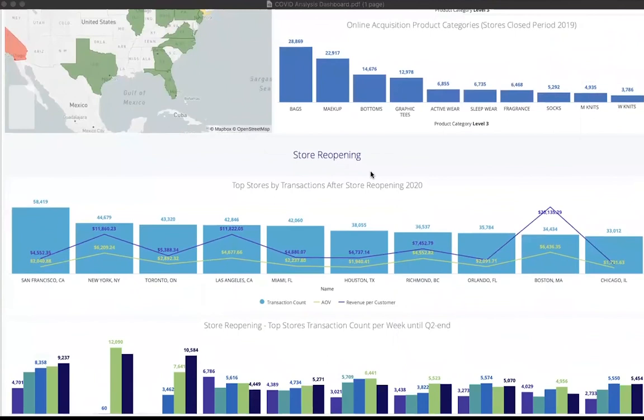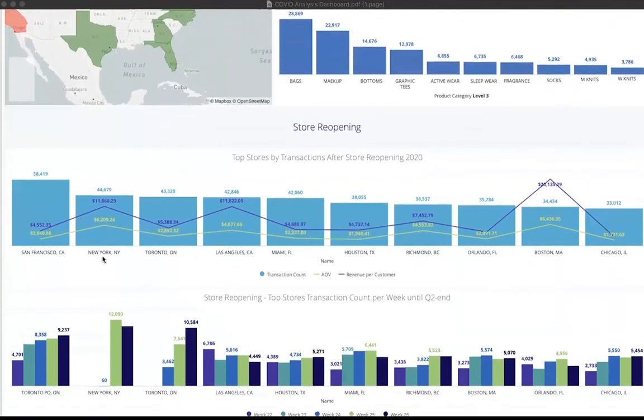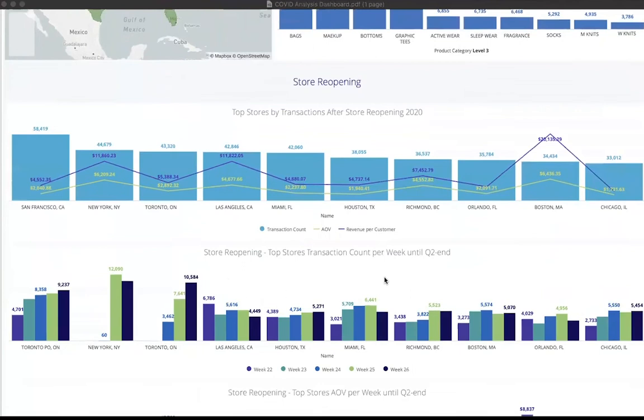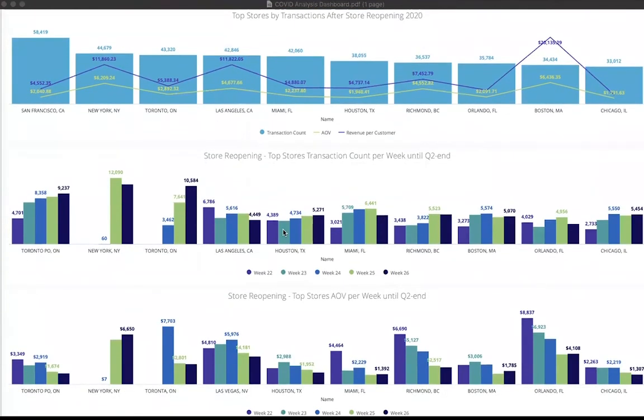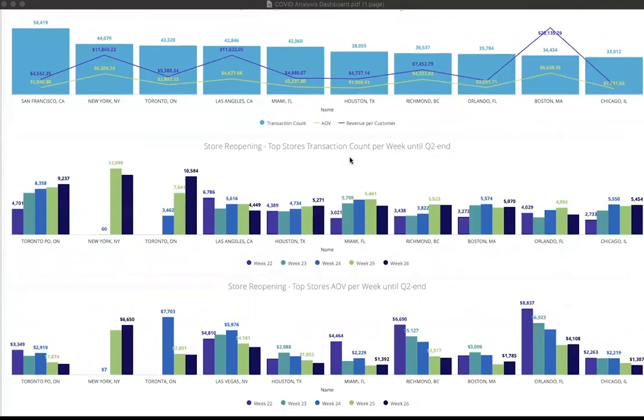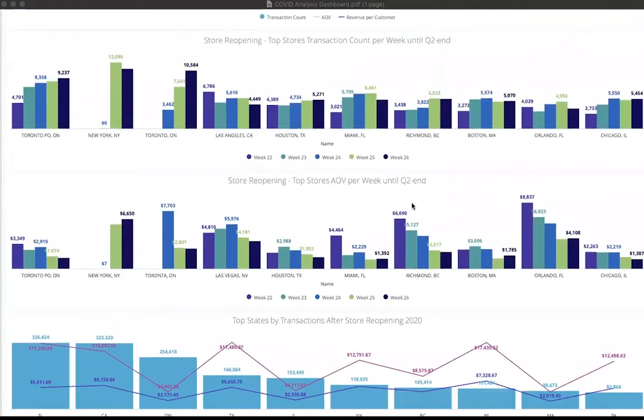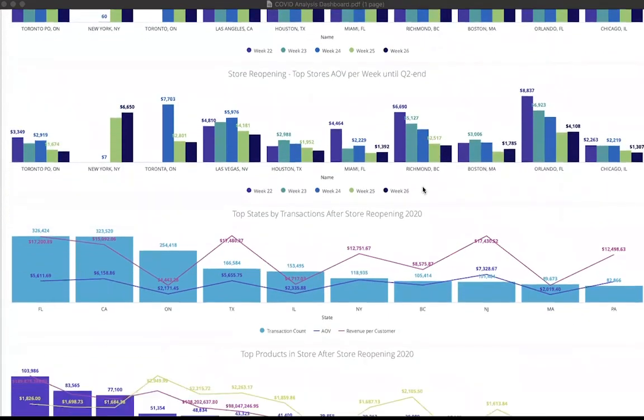The final section is store reopening. So now that we've investigated the behavior when the stores were closed, next we want to look at how the stores are performing now that they started to open back up. The first chart shows top stores by transaction after store reopening and their transaction count, AOV, and revenue per customer. Next, we're looking at top stores' transaction counts on a weekly level to see how fast they're picking up their transaction count and their AOV for each week until the second quarter's end.